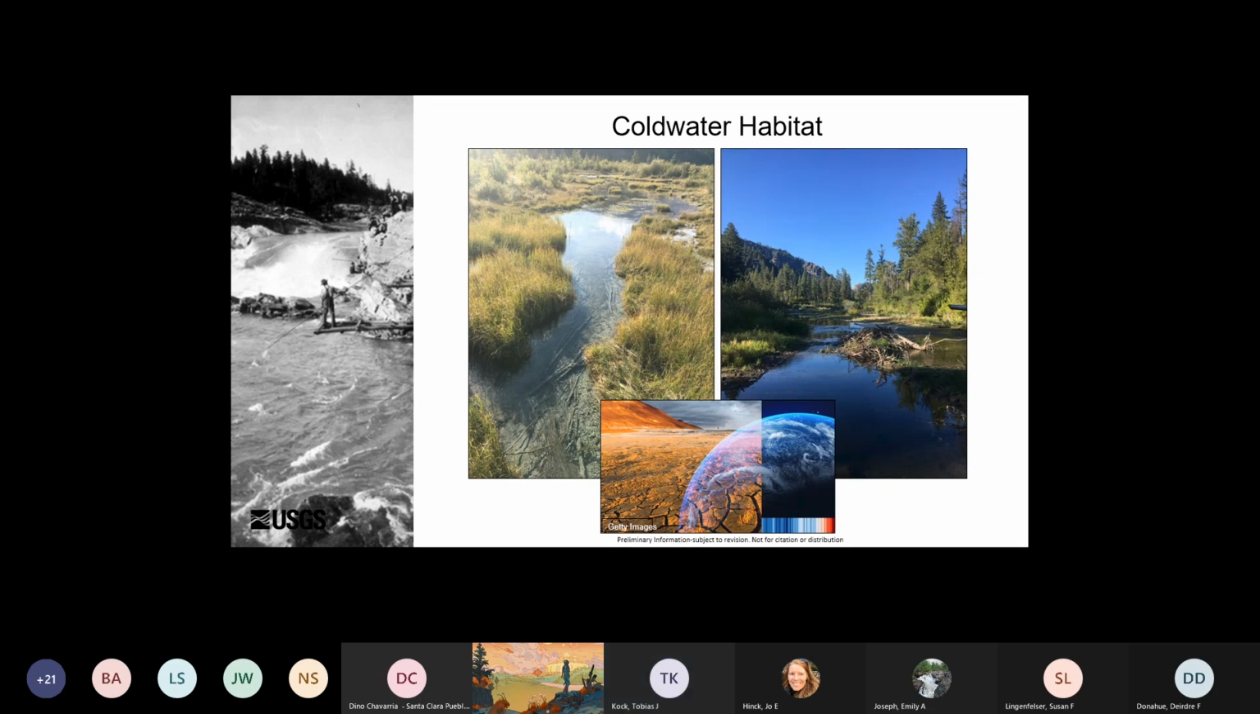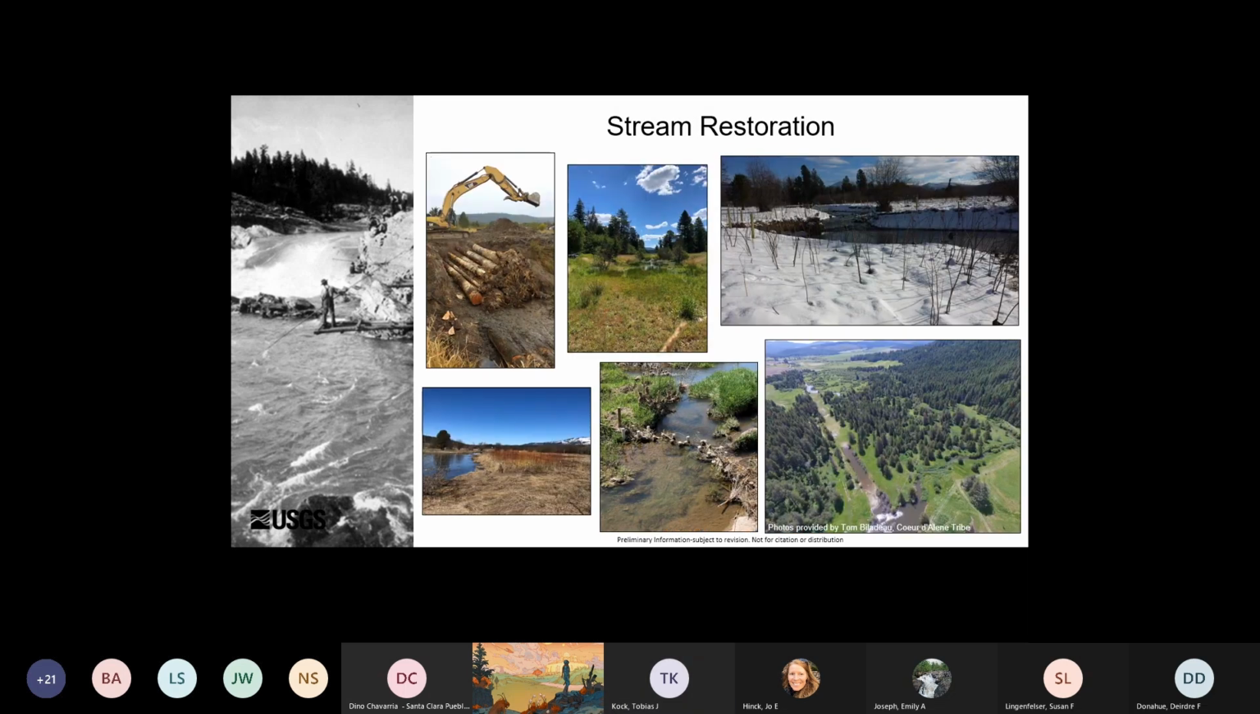Stream restoration includes images of log removal, a forest landscape, tree planting, a riverbed, a section of stream with filtering, and an overhead photo of a forested stream area. I know you all are interested in restoration. Tom Belladou from the Coeur d'Alene tribe provided several photographs here of some of their restoration activities.